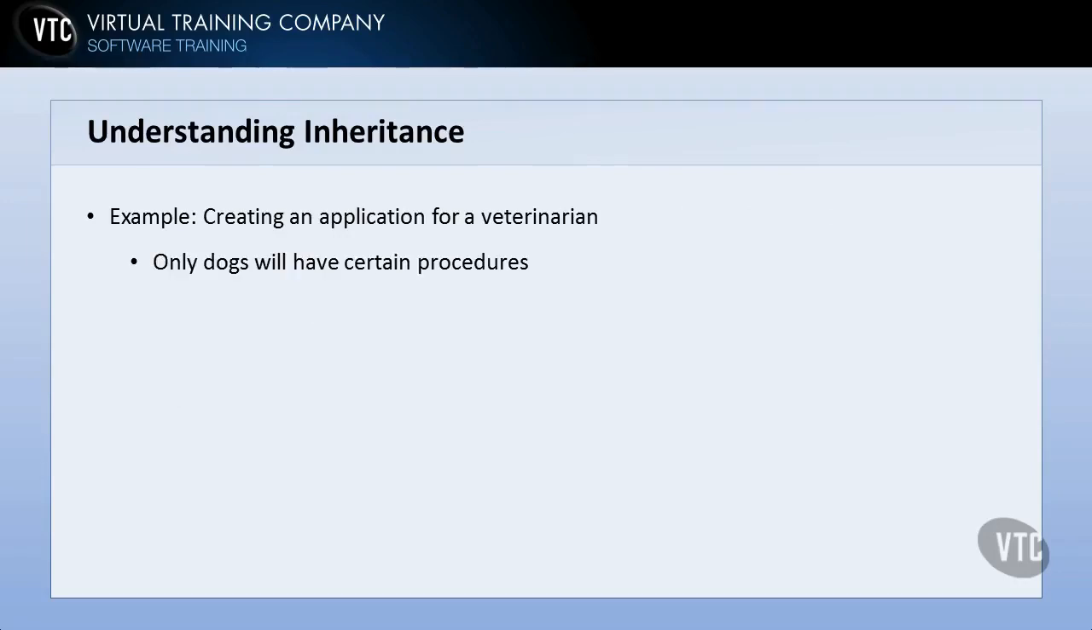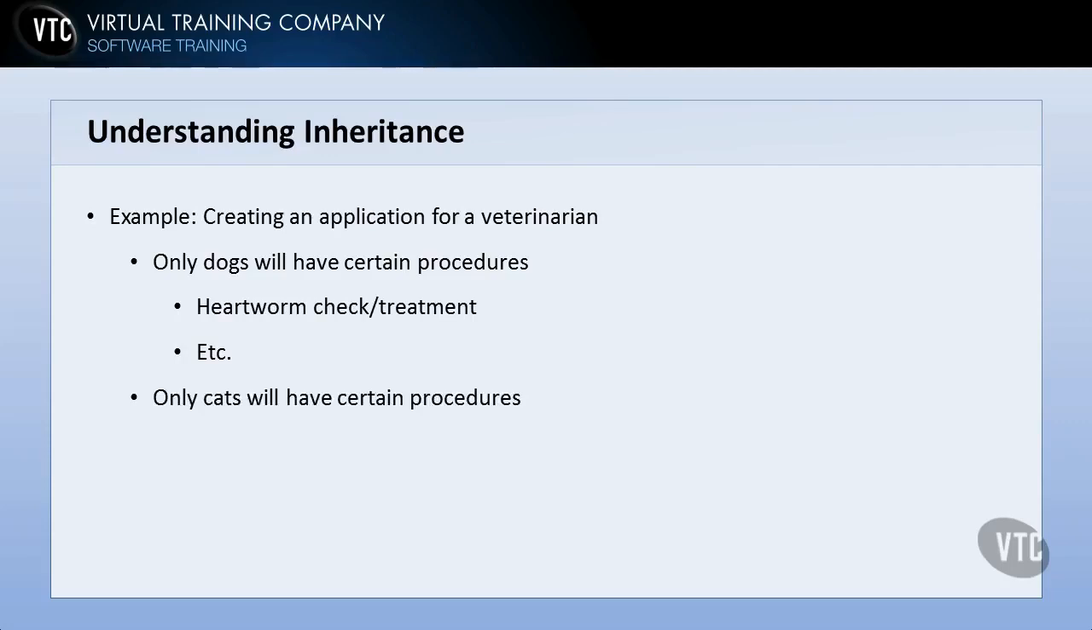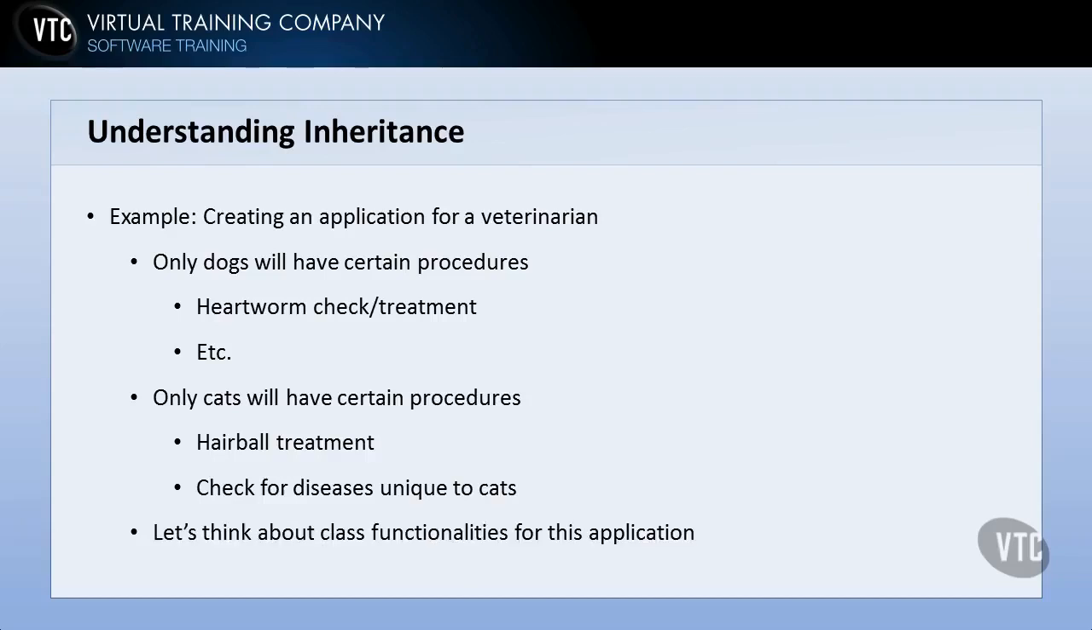Now, what about the dogs? Well, dogs need to do all that stuff, but they also have certain other procedures. For example, we may need to do a heartworm check or provide some heartworm treatment for the dogs, and maybe there are other things that dogs have. And then there are certain procedures that only cats will get, like treatments for hairballs, or maybe other diseases that are unique to cats, and we'll need to program those functionalities into those classes.